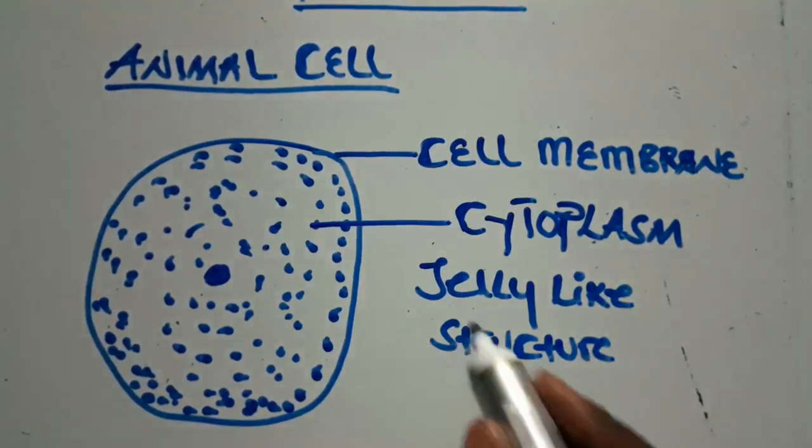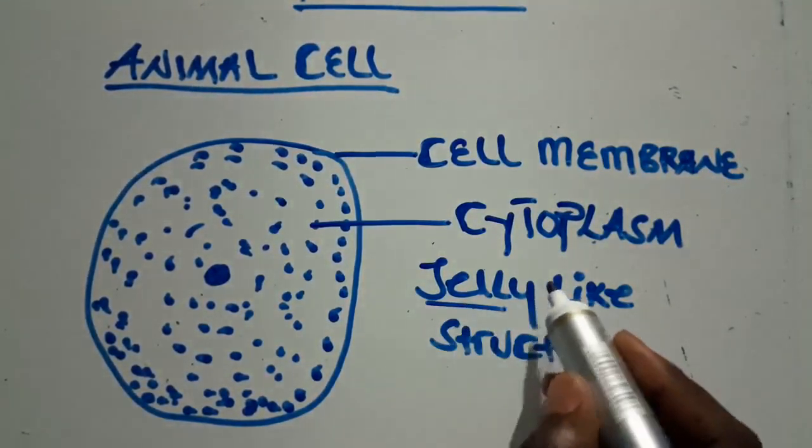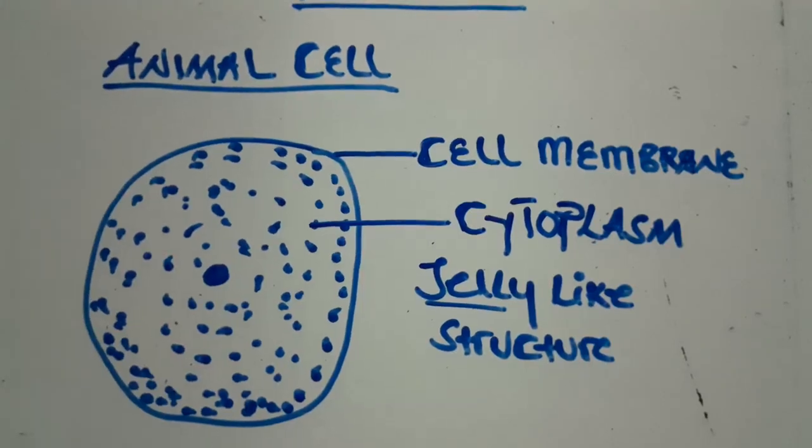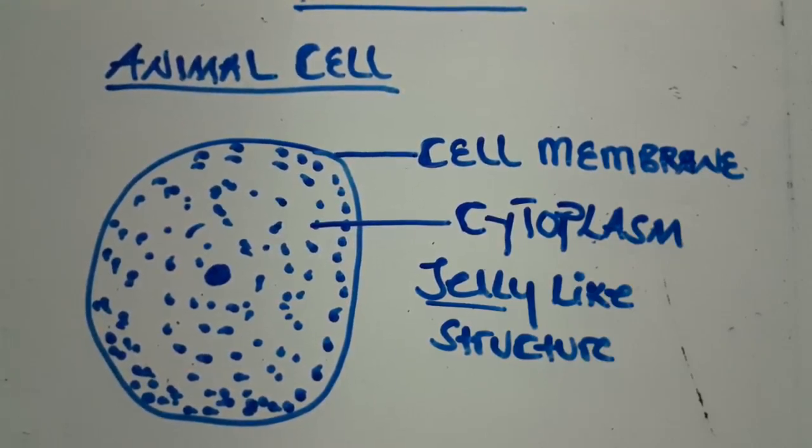Okay, and the word jelly means what? Watery. Okay, watery. So cytoplasm is a site which contains watery fluids. It is a jelly-like structure and it contains water, salt, and other materials.